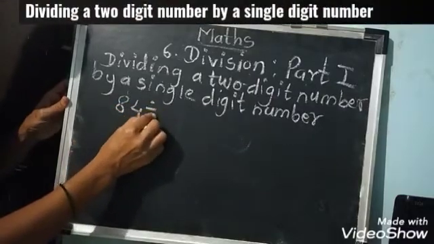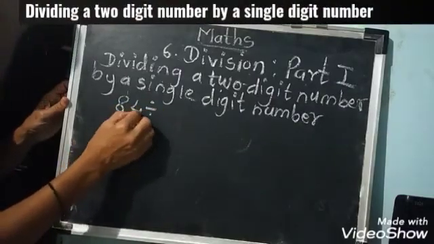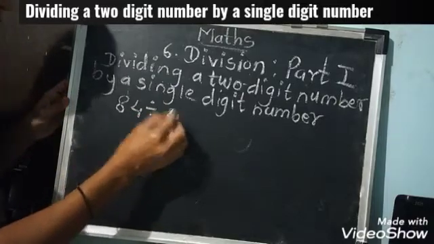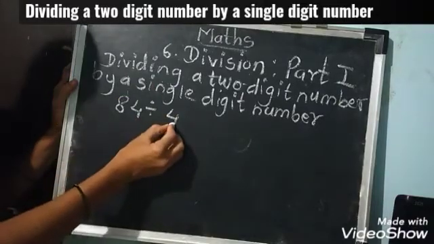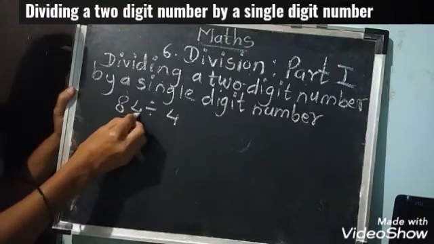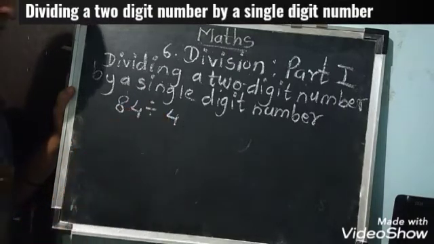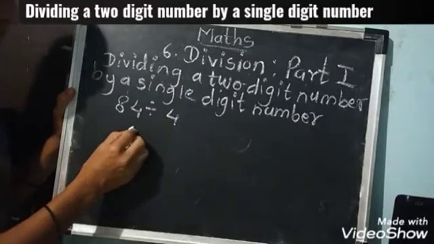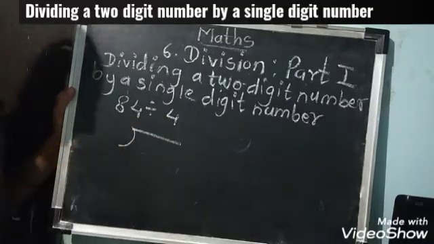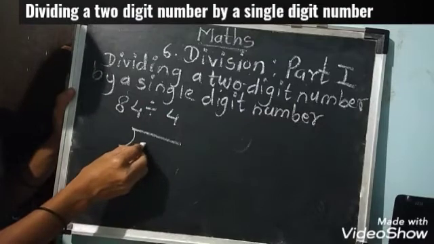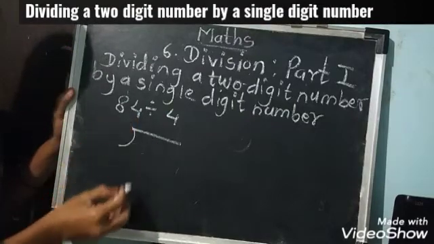84, this symbol shows division. 84 divided by 4. Okay, 4 is a single digit. That is our heading. A two-digit number is divided by a single digit number, that means one digit number. What is the method? First write down the symbol. By this symbol only we can solve the division example.